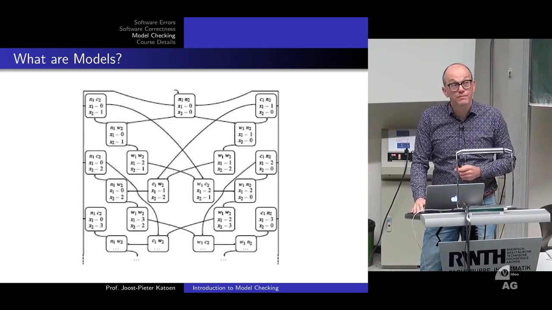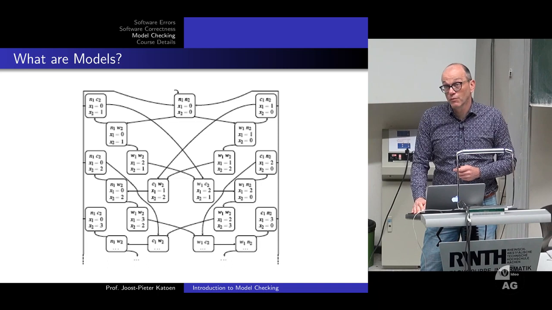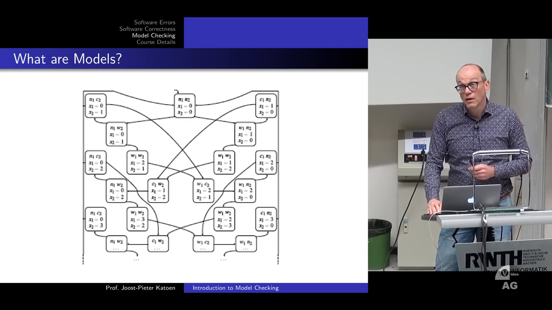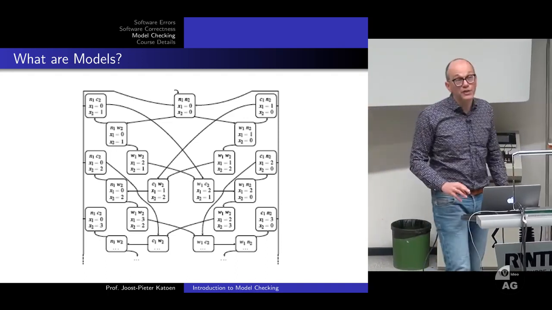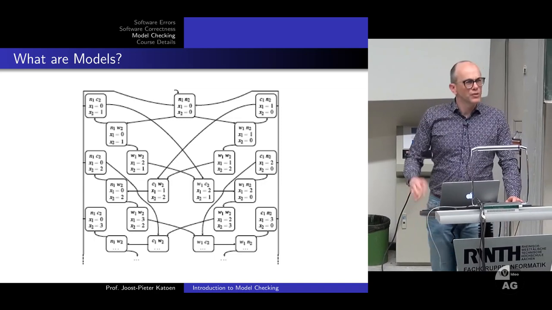What are models? This is a model of a mutual exclusion algorithm. There are two threads. This is an algorithm that we're going to describe later in detail. It's called Peterson's bakery algorithm. What is a bakery algorithm?